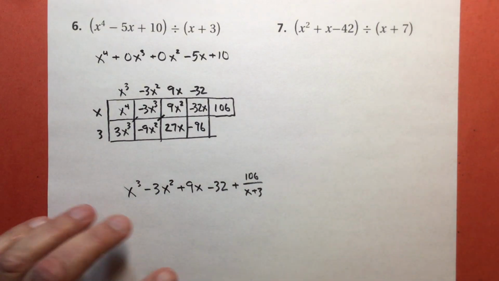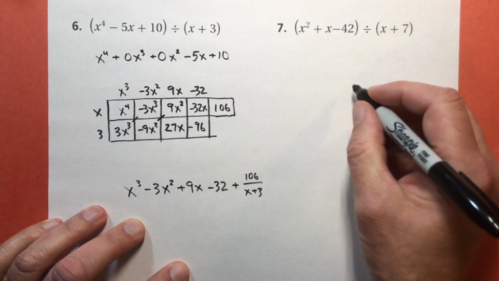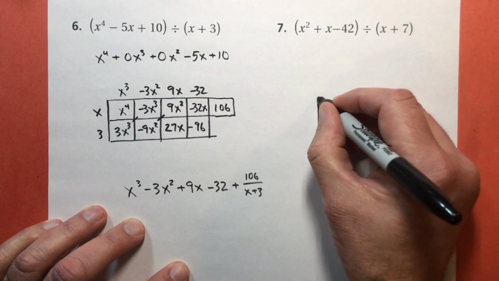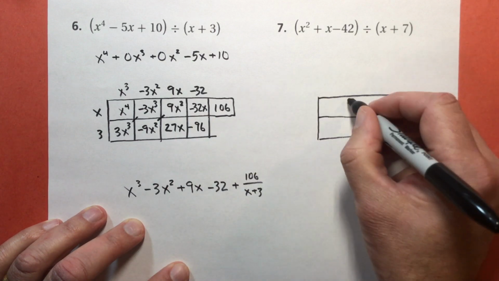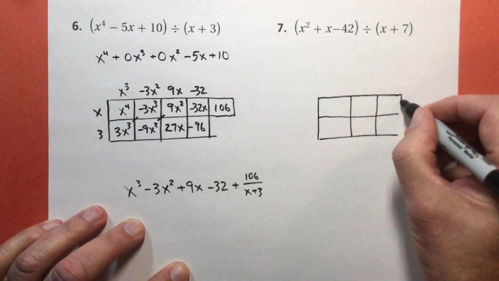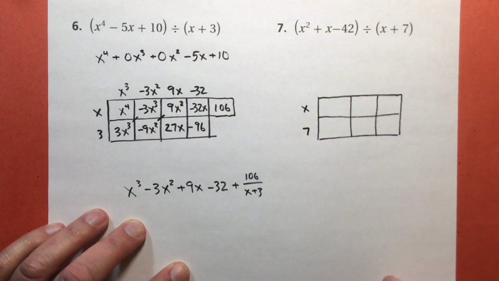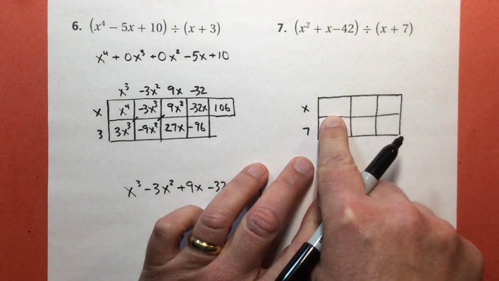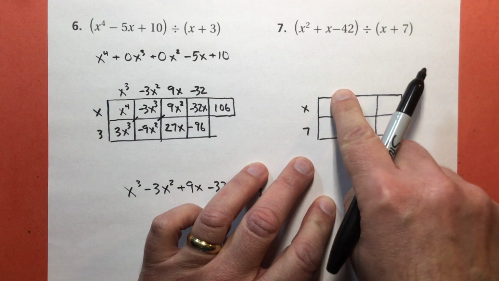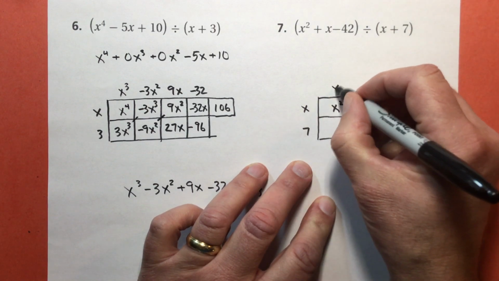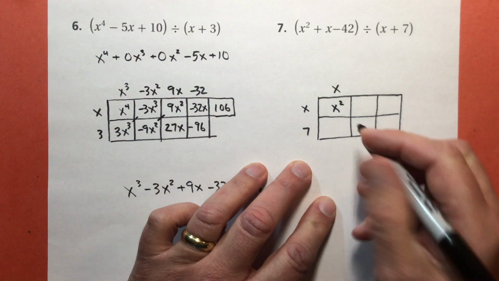All right, one more. Standard form. It's not missing any terms, not like this one. So everything's going to be cool. I'm going to make my box a little bigger. I got a little nervous about that right there. X plus 7, I write it on the side. What has to go in this box? The x squared. So what has to be right here? So I multiply by x and get x squared, the other x. What has to be in this box? 7x.